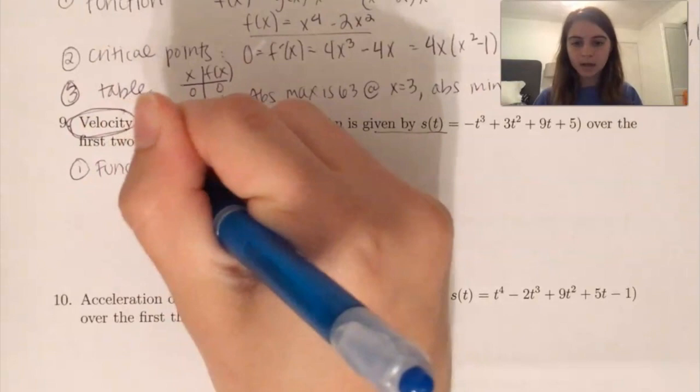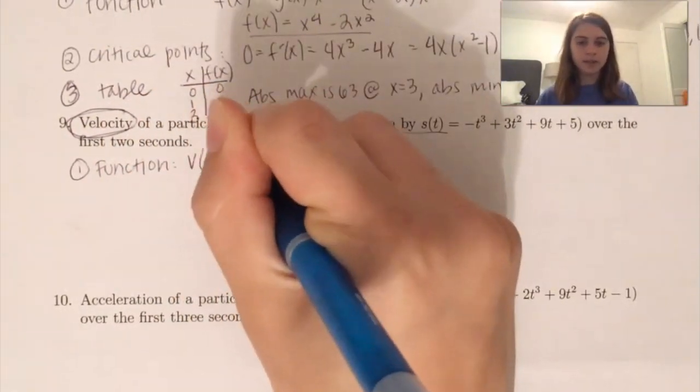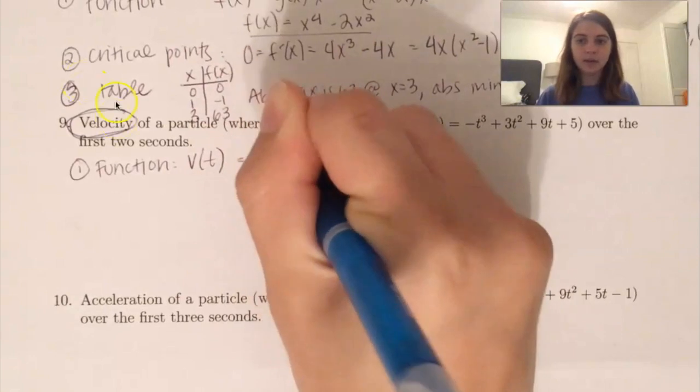Okay, number 9. This is another one where the function given isn't necessarily what you're taking the maximum or minimum of. It wants you to take the maximum or minimum of the velocity function, but it gives you the position function. So the function we're going to take the absolute maximum and minimum of is v of t. But we can't just look at the problem to have v of t. Even in the one above, it still gave us f of x. We just had to plug in g of x.